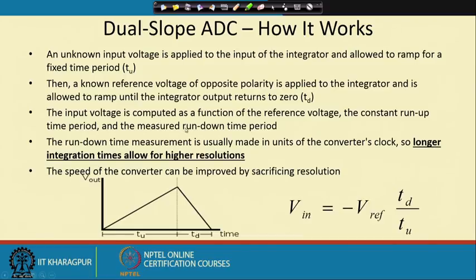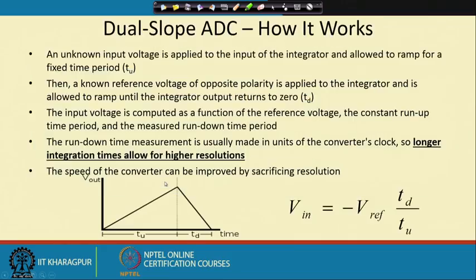The input voltage is computed as a function of the reference voltage, the constant run up time period and the measured rundown time period. So, Vin is then given by minus of Vref into TD by TU. The minus comes because Vin and Vref are of opposite polarity, and this TD by TU ratio will tell me the ratio between Vref and Vin. So, that is how we measure the input voltage. This rundown time measurement is usually made in units of converter clocks. So, longer integration times will allow higher resolution.